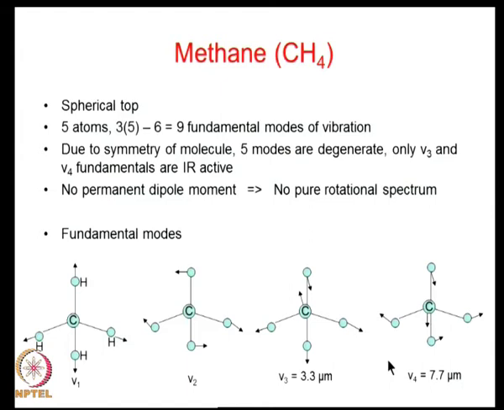And methane is a more complicated molecule, a so-called spherical top, and of course it has many more degrees of freedom. It has 9 fundamental modes of vibration. Some of them are degenerate or similar. It has no permanent dipole moment, so no pure rotational spectrum, but there are vibrational modes at 3.3 micron and 7.7 micron.